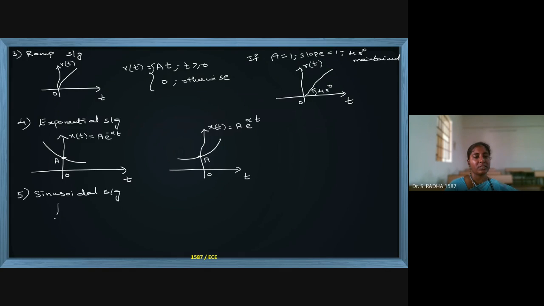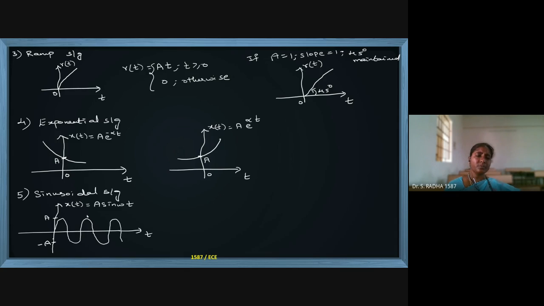The last signal is the sinusoidal signal. We know how the signal will be. A sine wave starts from the x-axis, a cosine wave starts from the y-axis. All these are sinusoidal signals. Here you can write x of t equal to A sine omega t. This A is the one-side amplitude, positive side A, negative side minus A. Only the one-side amplitude we write in the equation. There is no specific notation for the signal name; we have written x of t.